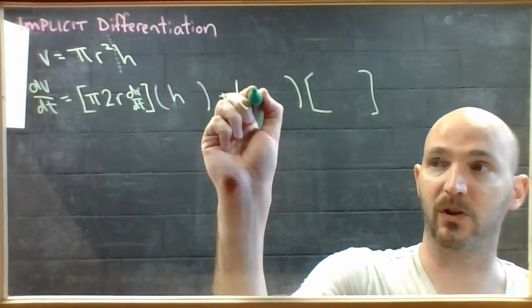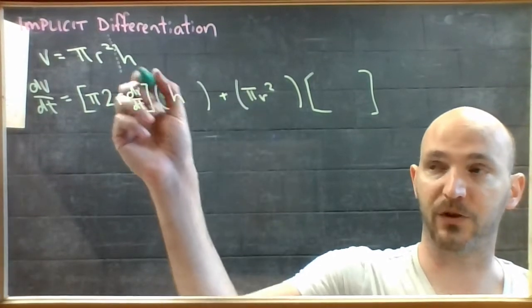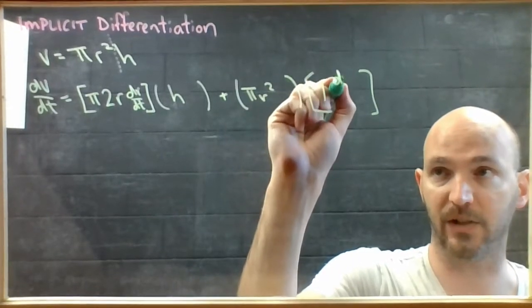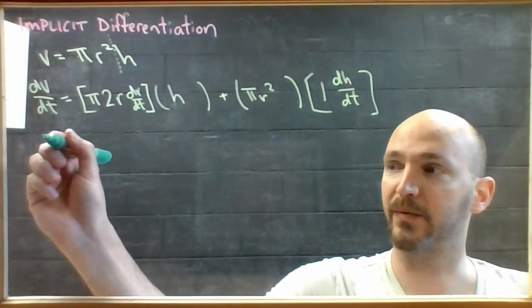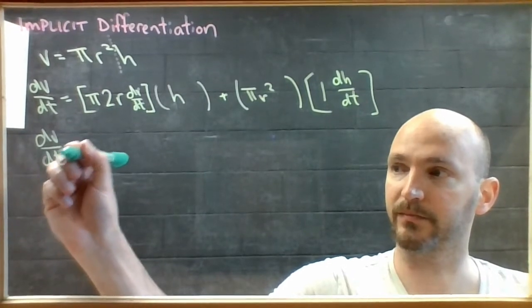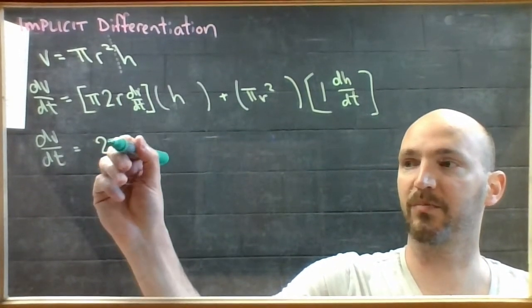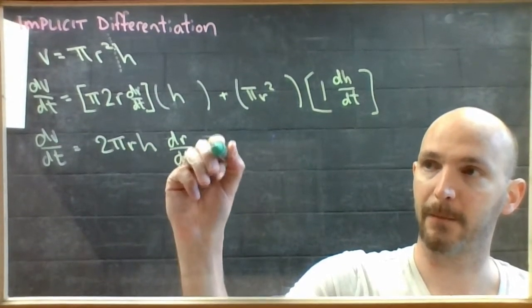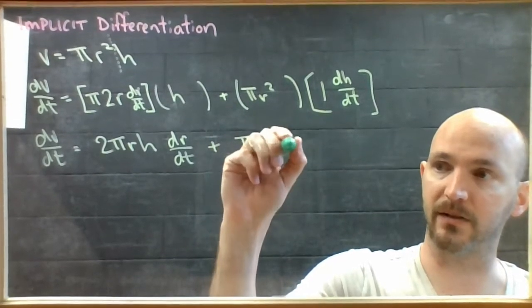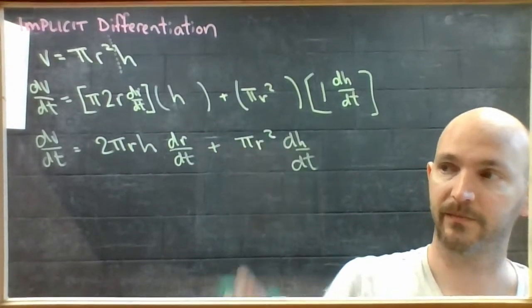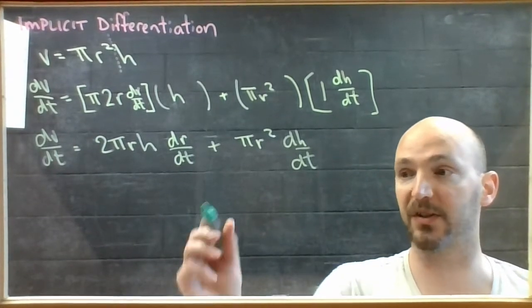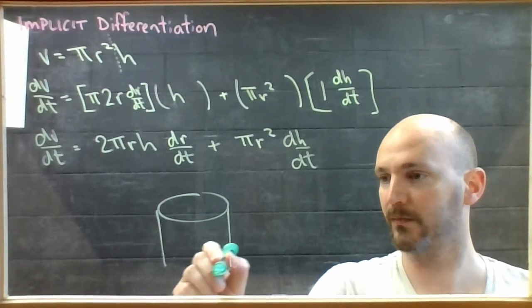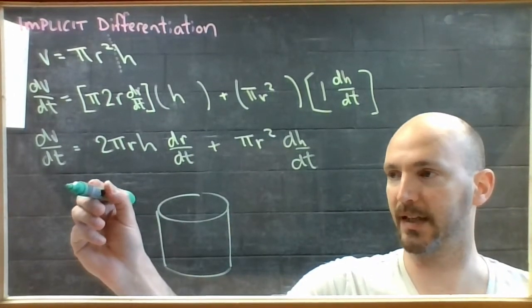Then I leave the first one alone, pi r squared. Take the derivative of h, which would be 1, but h is not t, so I need the correction factor at the back. So if I simplify this a little bit, I end up with 2 pi r h dr/dt plus pi r squared dh/dt. Okay, now if I were to just quick draw a cylinder for you, and then I will draw a cylinder that has been unrolled.